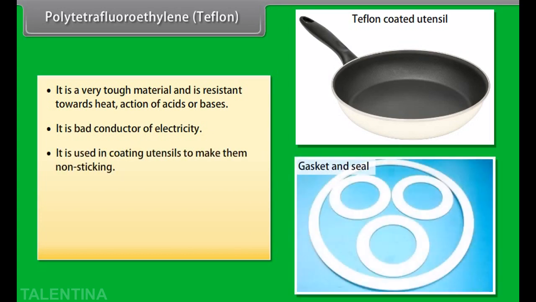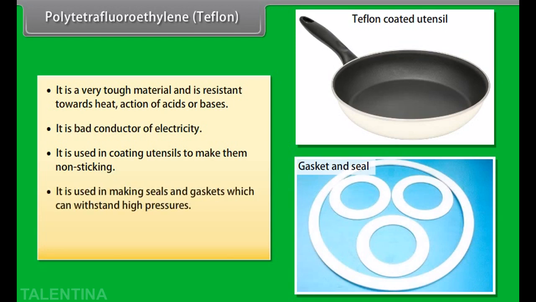It is used in coating utensils to make them non-sticking. It is used in making seals and gaskets which can withstand high pressures. It is used as insulation for high-frequency electrical installations.